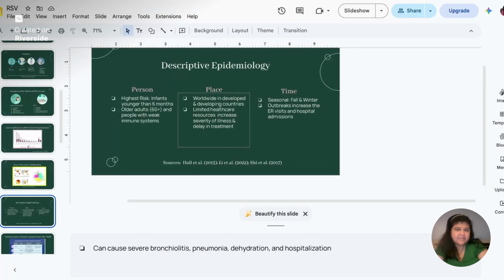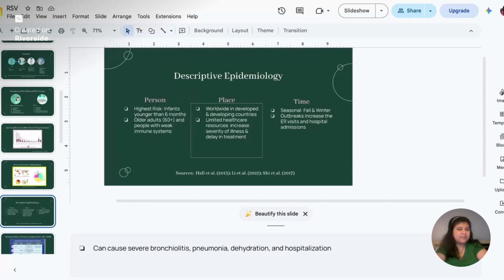In the descriptive epidemiology, we can see the person. As I mentioned, the high risk are infants younger than 6 months, and adults who are 60 plus and who also have a weak immune system, which can cause severe bronchiolitis, pneumonia, dehydration, and hospitalization. The places are worldwide, in developed and developing countries.